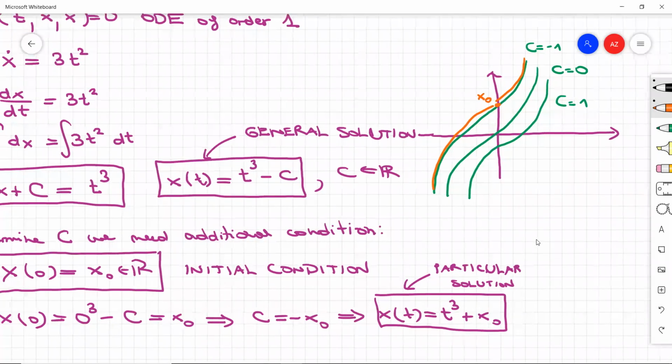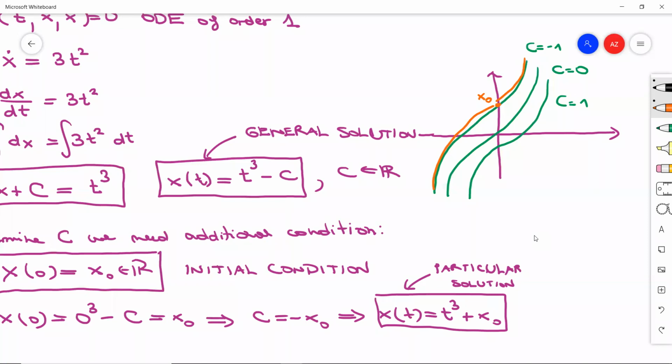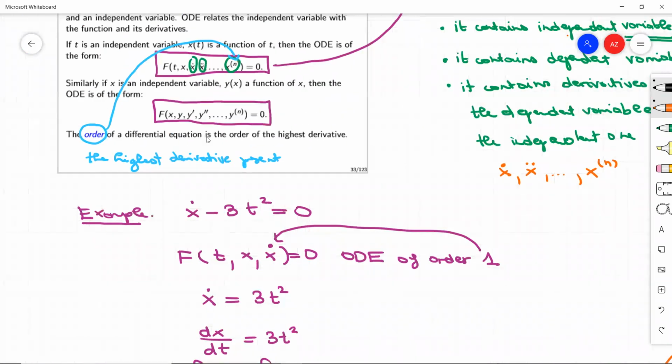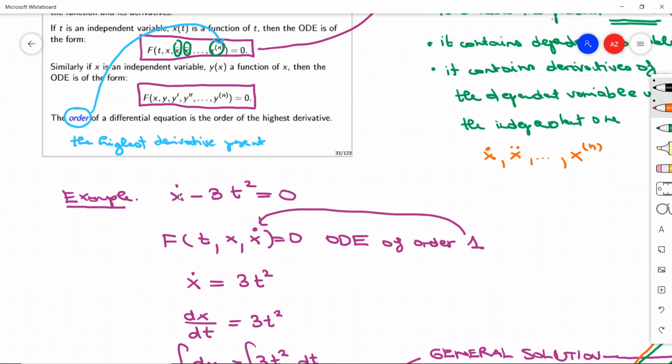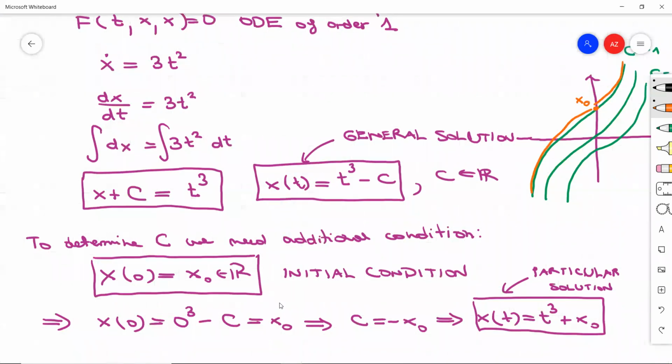And it turns out that if we have a differential equation of order n, then usually the family of solutions is n-parametric. So there will be an n-dimensional set of solutions, and we will need n conditions to determine the parameters. In our case, we had only a differential equation of order 1, so we had only a one-dimensional family of solutions, so only one condition was needed to determine the particular solution.